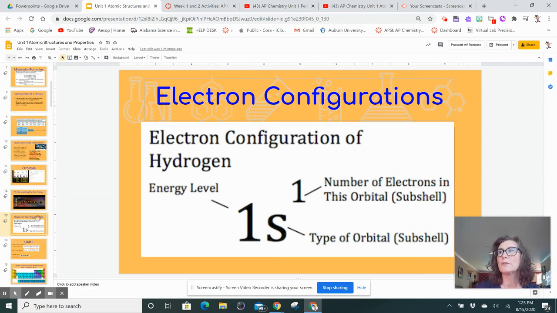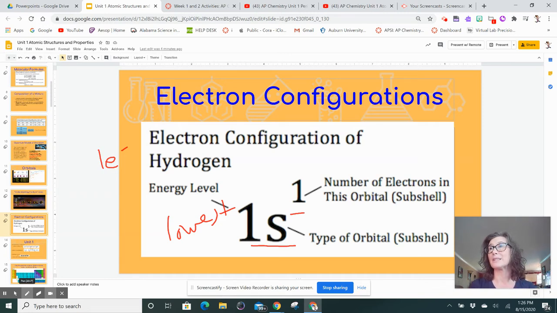All right, so let's delve into electron configurations. Let's start with hydrogen, the easiest element. We have 1 electron in hydrogen because it has an atomic number of 1. So we put it in the first, or the lowest, energy level. And that would be 1s1. The superscript tells the number of electrons. The letter tells the type of the orbital or the subshell. And the number tells the energy level.